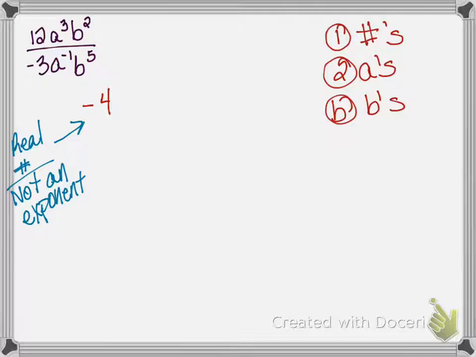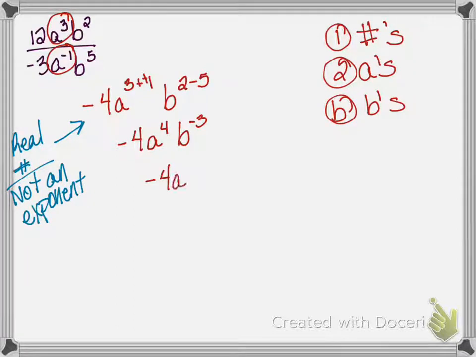Okay? Then I have a to the 3 minus negative 1. So be careful there, because I'm moving that a to the top. Okay? Then I have b to the 2 minus 5. So I have negative 4, a to the 4th power, because that becomes plus a positive. What's 2 minus 5? Negative 3. So what's the only thing I'm moving to the denominator? The b.